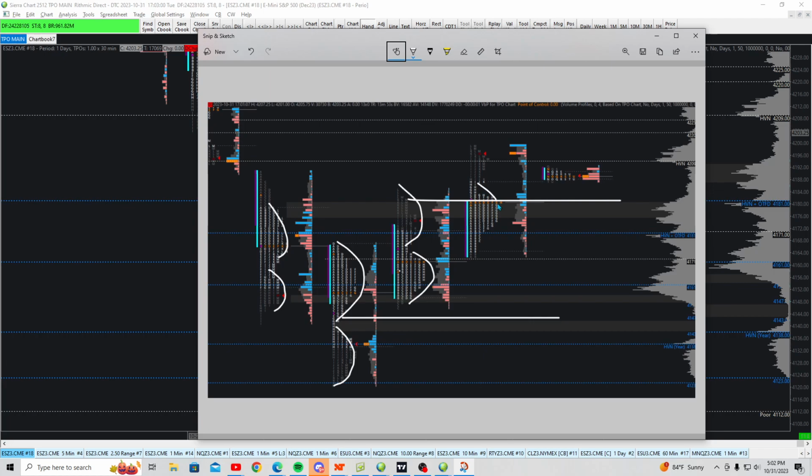We see overlapping value again. And what do we do? We trade higher. Once we get that breakout, we trade higher. And where do we go to?